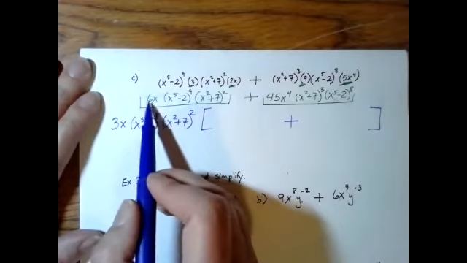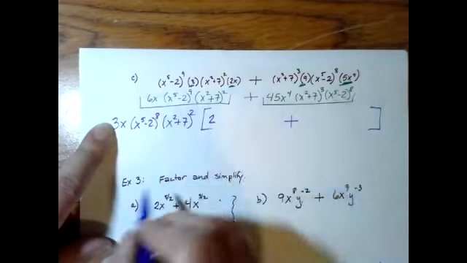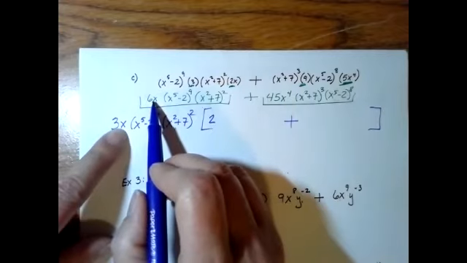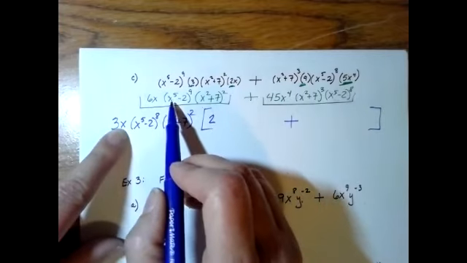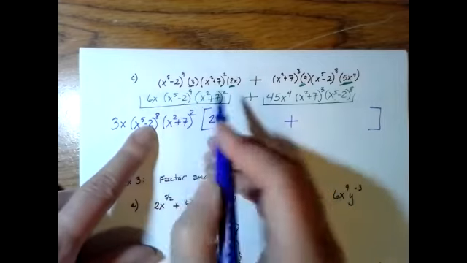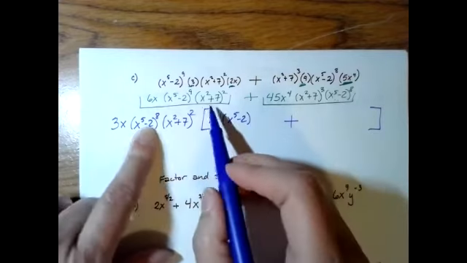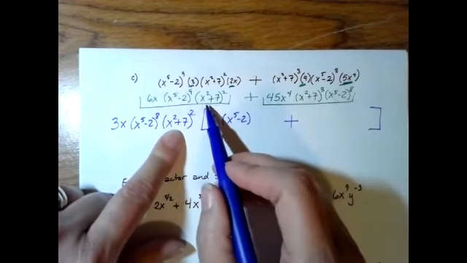Okay, one set at a time. You had a 6, you divided a 3 into that. You have a 2 as a second factor. The x's are gone. The quantity x to the 5th minus 2, there were 9 available, only 8 came out. You still have 1. And this quantity has all been removed.